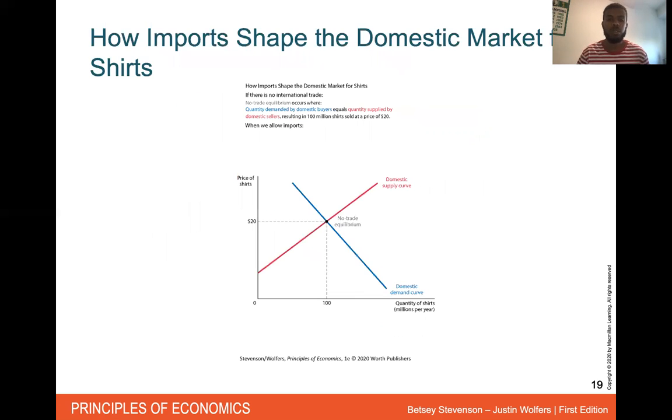And now we're going to look at how imports shape the domestic market. So in this case, we're going to be looking at shirts. So here is a graph that just shows the domestic demand and domestic supply of t-shirts, but without any trade at all. So this is just domestically, and this is the equilibrium here with the price of a shirt being $20 and the supply being 100 million shirts.